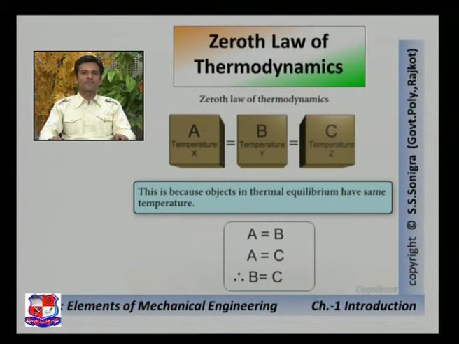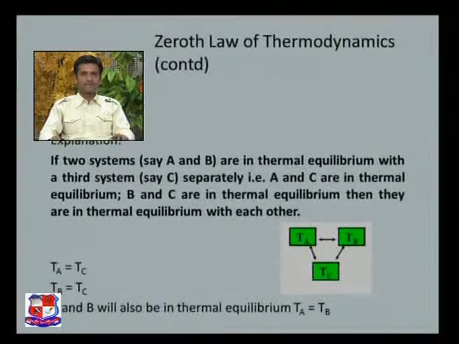You can see here A and B both are in thermal equilibrium, B and C both are in thermal equilibrium. Hence we can say A and C are also in thermal equilibrium, or the temperature of A and the temperature of C will also be the same after some time. This is because objects in thermal equilibrium have the same temperatures. This is the zeroth law of thermodynamics.